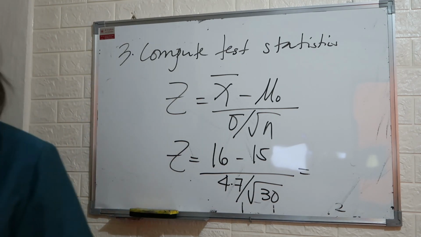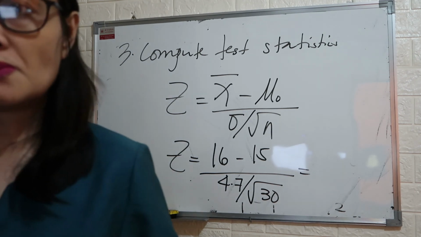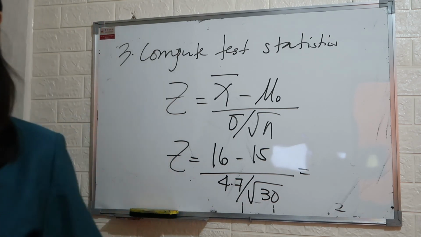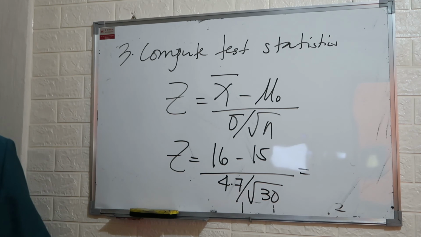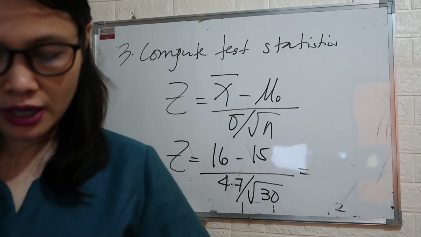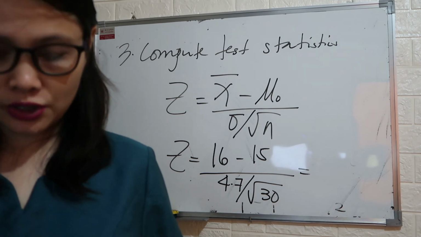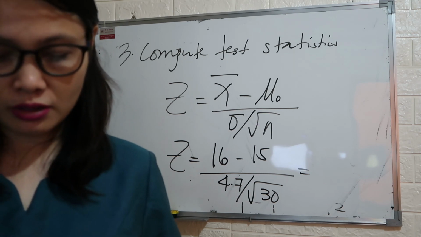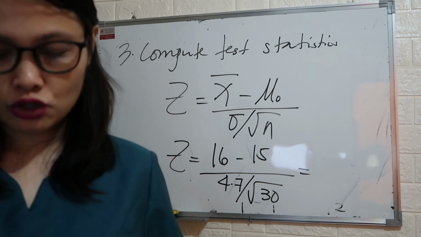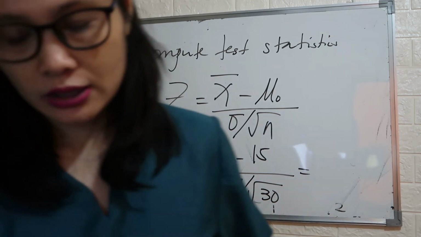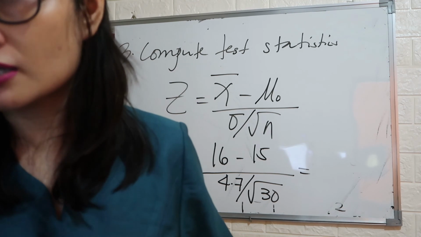What is your z value? Anyone? Get a calculator, compute. Come on. What is the z value? 16 minus 15 divided by 4.7 over the square root of 30. What is your z value? Someone answer it.